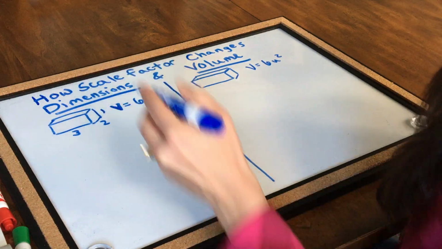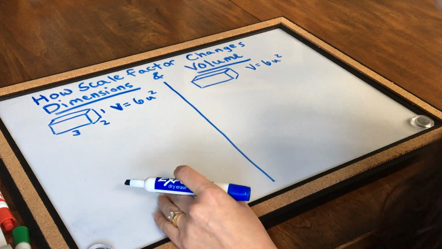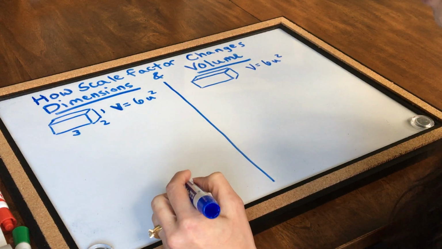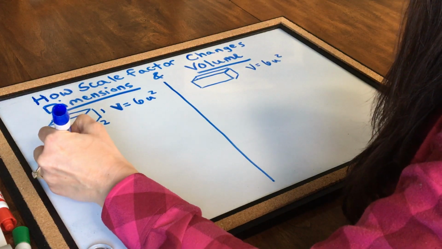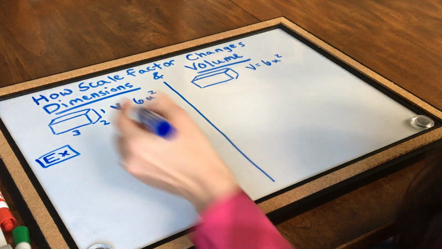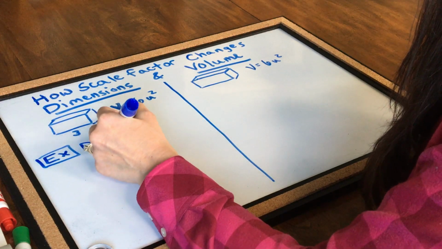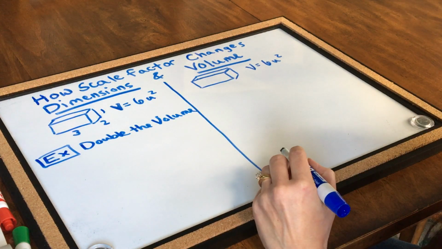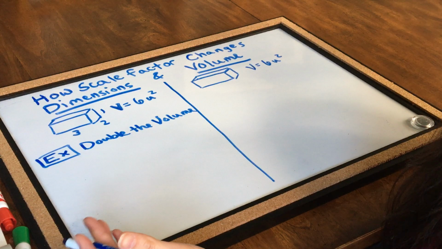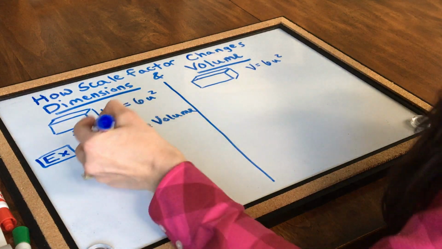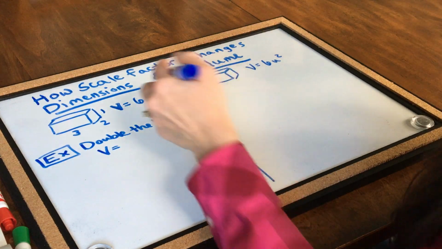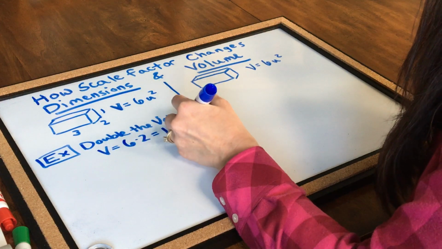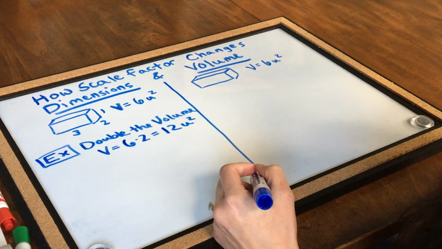First of all, we're going to look at how scale factor can change when you take a scale factor of volume, how that will change dimensions. Okay, so our first example is I would like to double the volume of this box. If I double the volume of the box, what would my new volume be? Well, double means multiplied by 2. So my old volume was 6. So I'm going to take 6 times 2 equals 12. So I want my new volume of the box to be 12 cubic units.